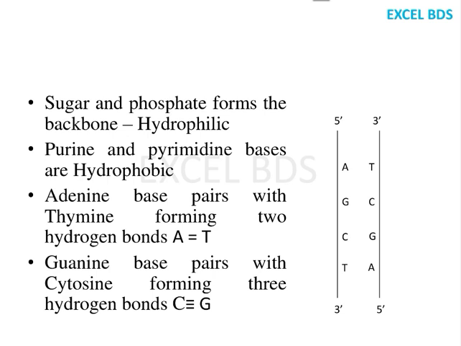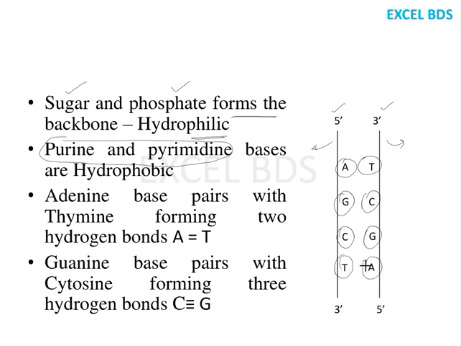Next, the sugars and the phosphate form the backbone. Okay, if you see, the backbone is formed by the phosphodiester bond, which is bonding the sugar molecule and the phosphate molecule, and they are hydrophilic in nature. So that's why they are present on the outer surface. When it comes to the bases, that is the purines and pyrimidines, they are hydrophobic. So they occupy the inner structure. Okay, they are present inside the helical structure.